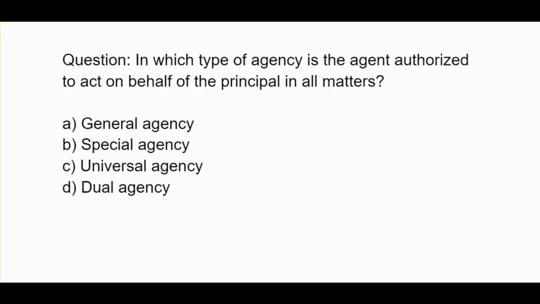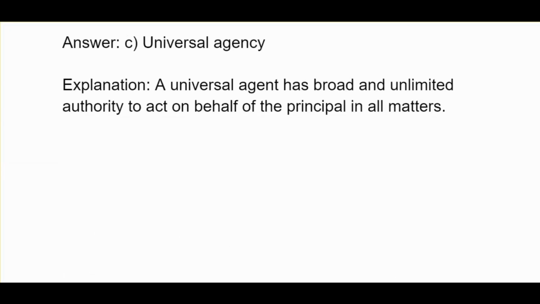In which type of agency is the agent authorized to act on behalf of the principal in all matters? A. General agency. B. Special agency. C. Universal agency. D. Dual agency. C. Universal agency. A universal agent has broad and unlimited authority to act on behalf of the principal in all matters.